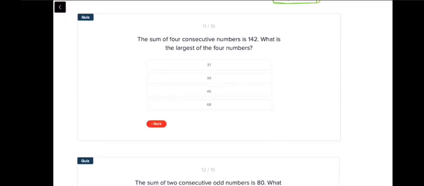This problem states the sum of 4 consecutive numbers is 142. What is the largest of the 4 numbers? So this is similar to our very first question, except that this time we're not looking for the smallest number, we're looking for the largest. But we're going to solve this the same way. The concept here is consecutive. So let's say the smallest number is x. The next consecutive number would be x plus 1. The next consecutive number would be x plus 1 plus another 1. And the next one would be x plus 1 plus 1 plus another 1. And when we add all 4 of those consecutive numbers together, it has to equal 142.